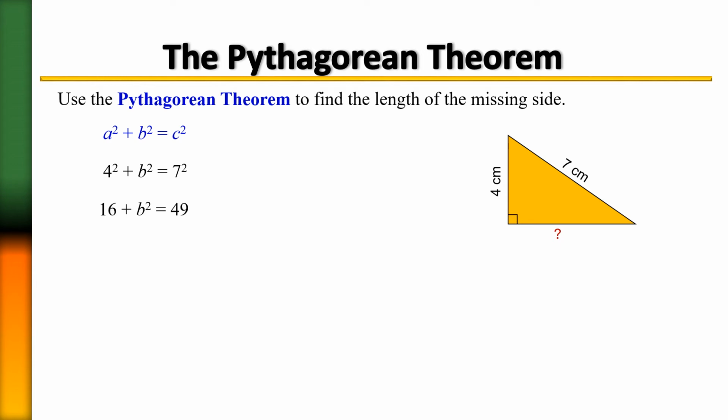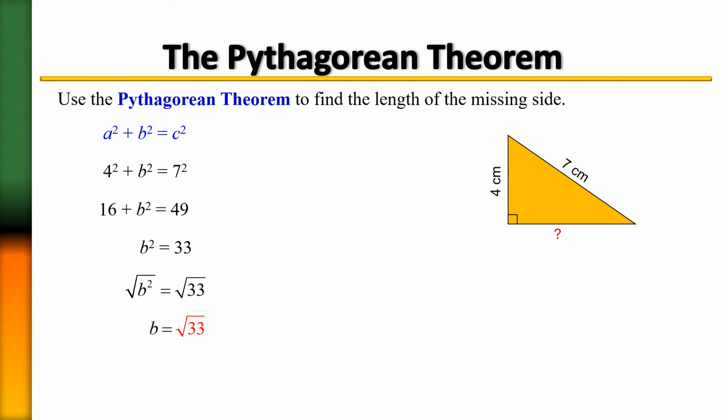Next, in order to solve for B, we need to get rid of that 16. So to do that, we have to do the opposite, which is subtract 16 from each side. Last step to solving for B is to take the square root of both sides. Whatever you do to one side, you do to the other. And B equals radical 33. That is a non-perfect root. It does not have a perfect square inside of it. So at that point you are done.